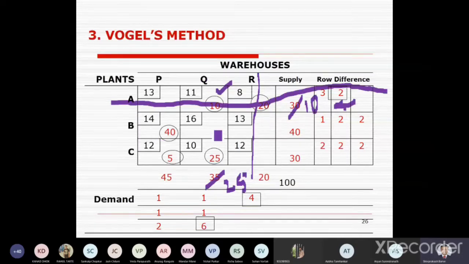Now again we have to repeat the same procedure, that is find the difference for the row and the difference for the column, which is called the penalty. So here I am getting again 2 and here also 2. The difference has now changed: here 2, and here it is 10 and 16, so the difference is 6. So consider whichever is maximum, that penalty, and in that row or column check which is the minimum figure.